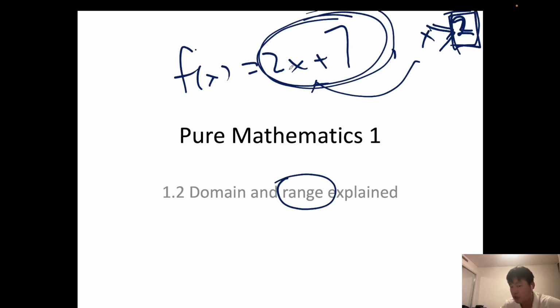2 plugged into here is going to be 2 times 2 plus 7, which is 11. It's never actually equal to 2, is it? But when it's equal to 2, it's the smallest possible number it can be. As in, if you substitute 2 into there, you get the number 11. It's never actually 11, but you get 11 when you plug 2 in. 2 is the smallest possible number you can plug into here.